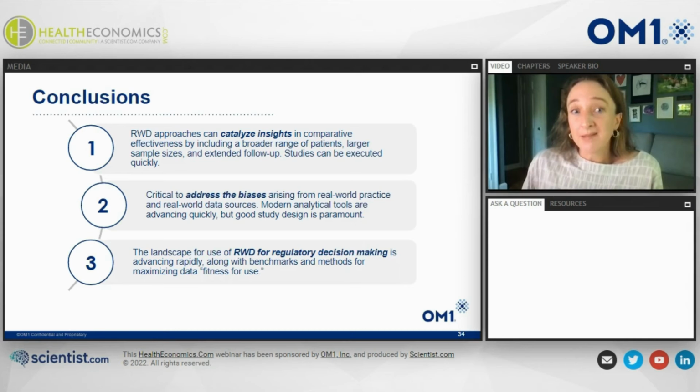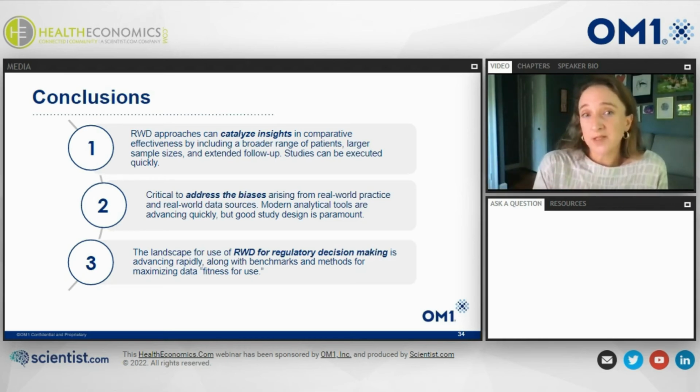And lastly, just to point out that the landscape for regulatory decision-making is advancing really rapidly. I pointed to those 4 guidance documents that came out in 2021. The one about developing a race, ethnicity, diversity plan for randomized trials just came out a couple months ago, and we're expecting many more in the coming, I would say, 12 months or so, that are going to give us some more benchmarks, in particular for some of the designs and analyses.